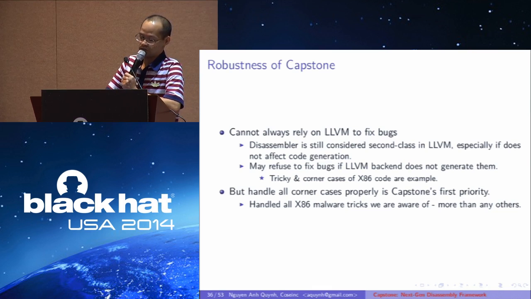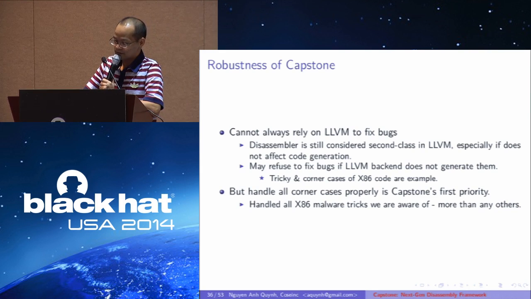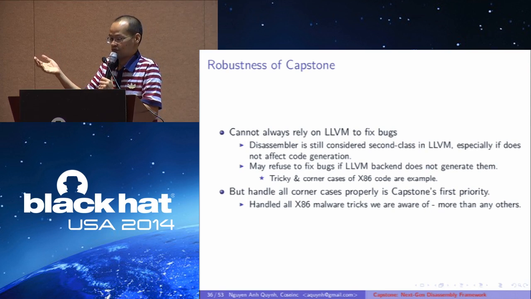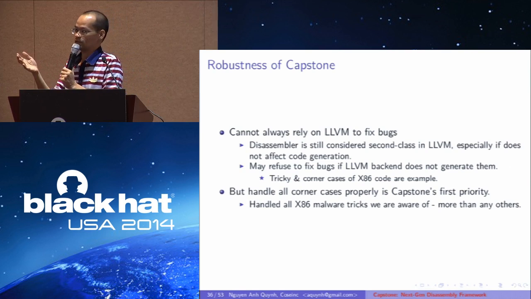Okay, so the bonus of Capstone is that we cannot always rely on LLVM to fix bugs, because the disassembler inside LLVM is still considered second class, and sometimes LLVM developers don't want to fix it. For example, if the code is not generated by the compiler, they don't fix it. So there are some very tricky instructions that the compiler doesn't produce. The disassembler inside LLVM doesn't understand them, and because those instructions are never produced by the compiler, the LLVM developers don't want to fix the disassembler, right?